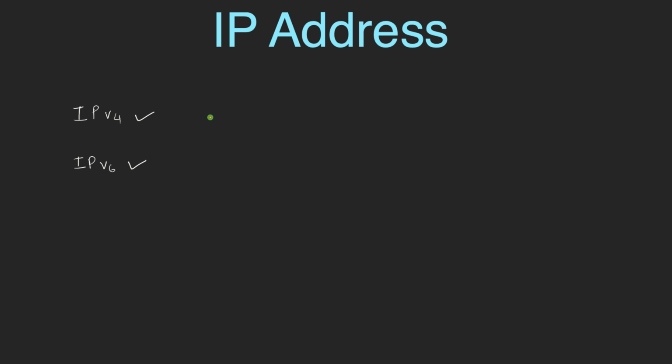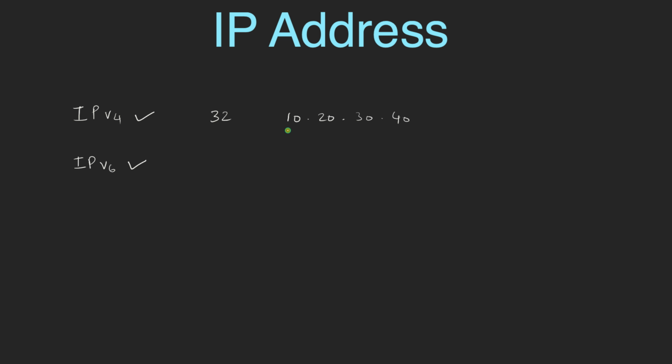IPv4 uses 32 bits for the address range. Normally, these 32 bits are segmented into four 8-bit blocks separated by dots. For example, this is one valid IP address, and each segment separated by a dot is using 8 bits.